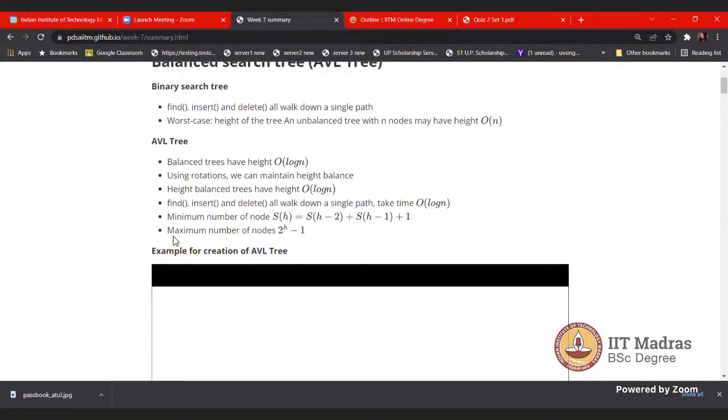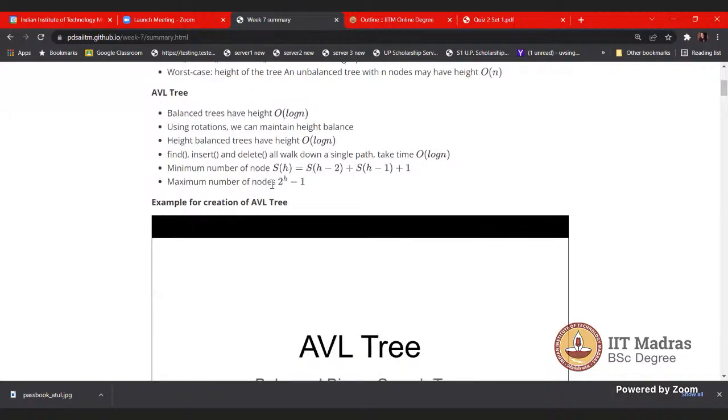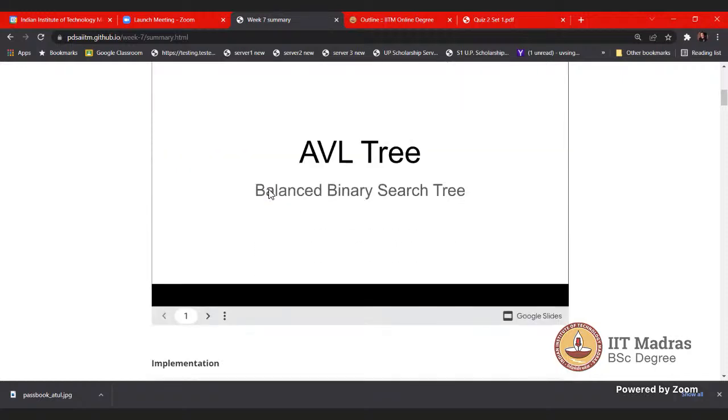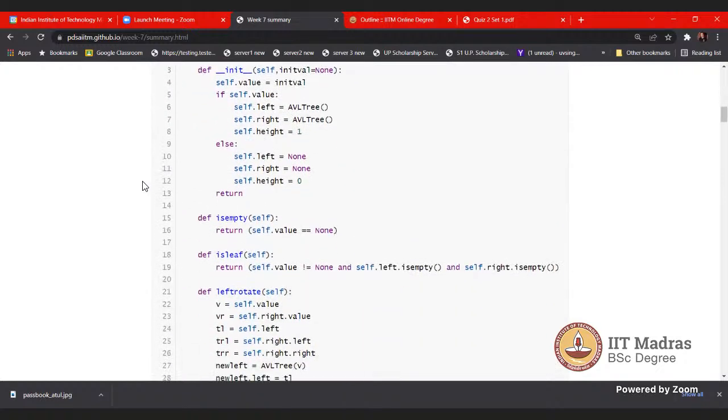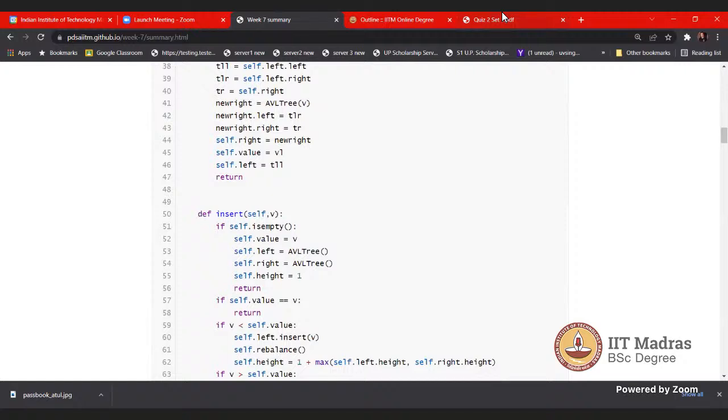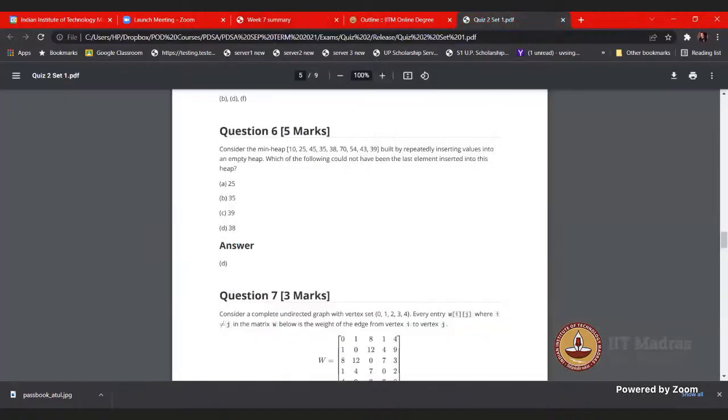A height balanced tree has height log n, and find and insert operations are possible for the balanced tree in log n time. These are the formulas to find the minimum number of nodes in an AVL tree, or we can say the balanced tree created by the AVL. And this is the maximum number of nodes. This is similar to our complete binary tree formula. Okay, so maximum nodes if all levels are filled like a complete binary tree. So how can we create the AVL tree and how does it rotate the tree to maintain the balance? So we can understand this.